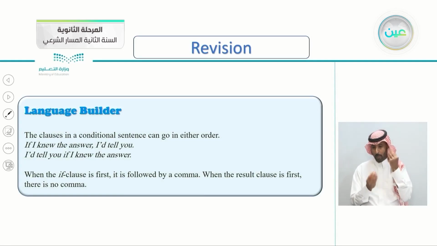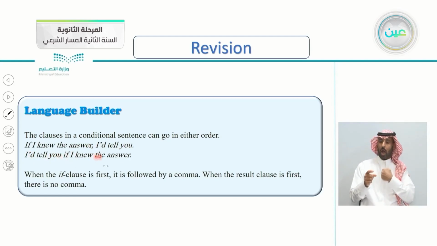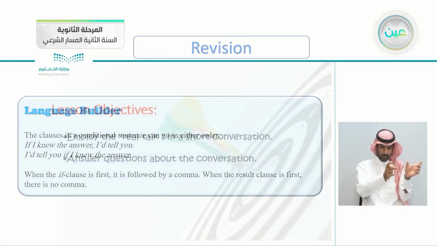And remember the two clauses in the conditional can go in either order. So we have the if clause and the result clause. You can begin with either one. But if you begin with the if clause, put a comma when you finish, then begin the result clause. And when you begin with the result clause, don't use any commas. If I knew the answer, I would tell you. I would tell you if I knew the answer. So this is the only difference there is. You can choose to begin with the if clause or the result or the main clause.